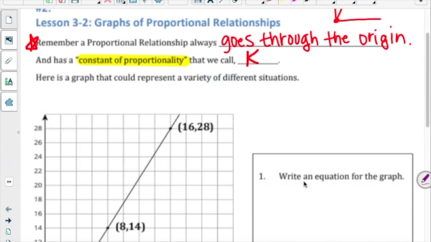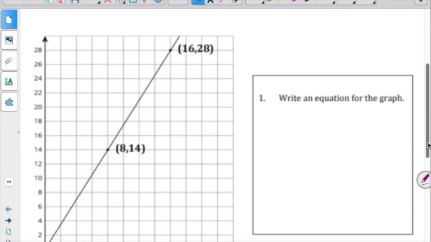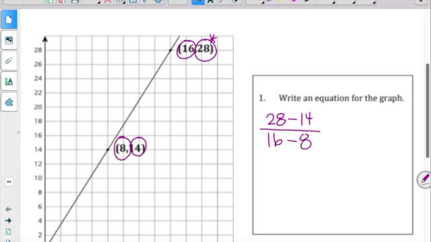Okay, so here's our graph that could represent a variety of different situations. It's asking us to, number 1, write an equation for the graph. So if you remember, we need to take our y terms and we subtract them, and that's our numerator. So start with a 28 and subtract 14. And our denominator is going to be 16 minus 8.